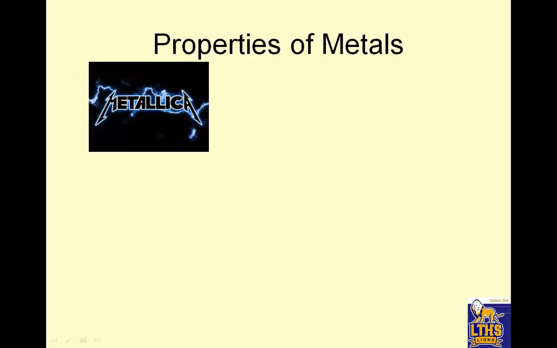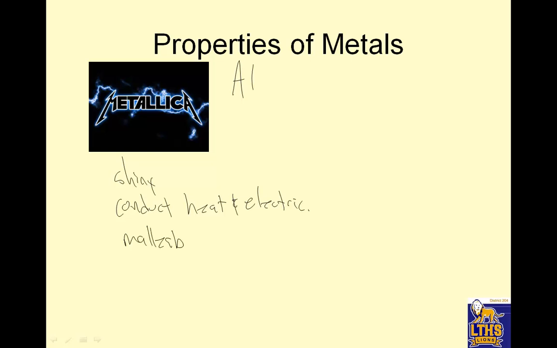Properties of metals. You should do this just by thinking about aluminum. Think about aluminum cans. They are shiny. They conduct heat and electricity. They are malleable, which means if you hit them with a hammer, they bend. They are ductile, which means you can turn them into wires. And they're usually solid. The one exception at room temperature is mercury.